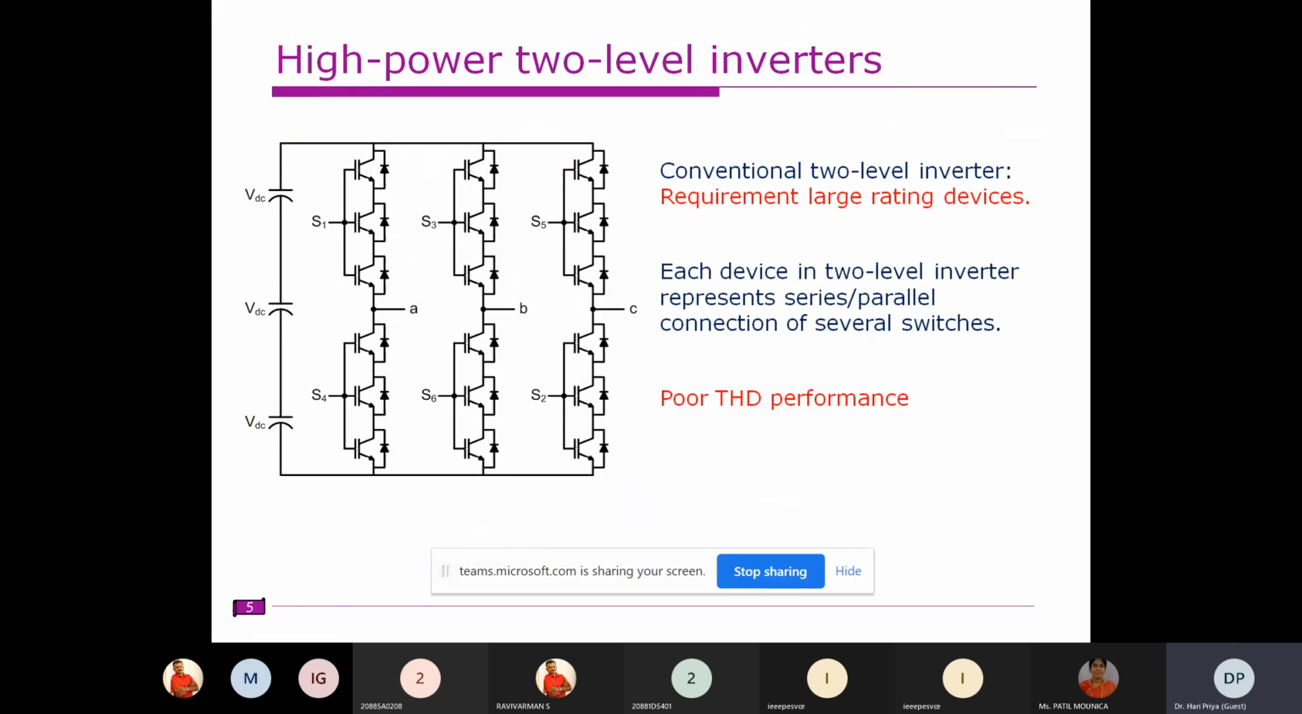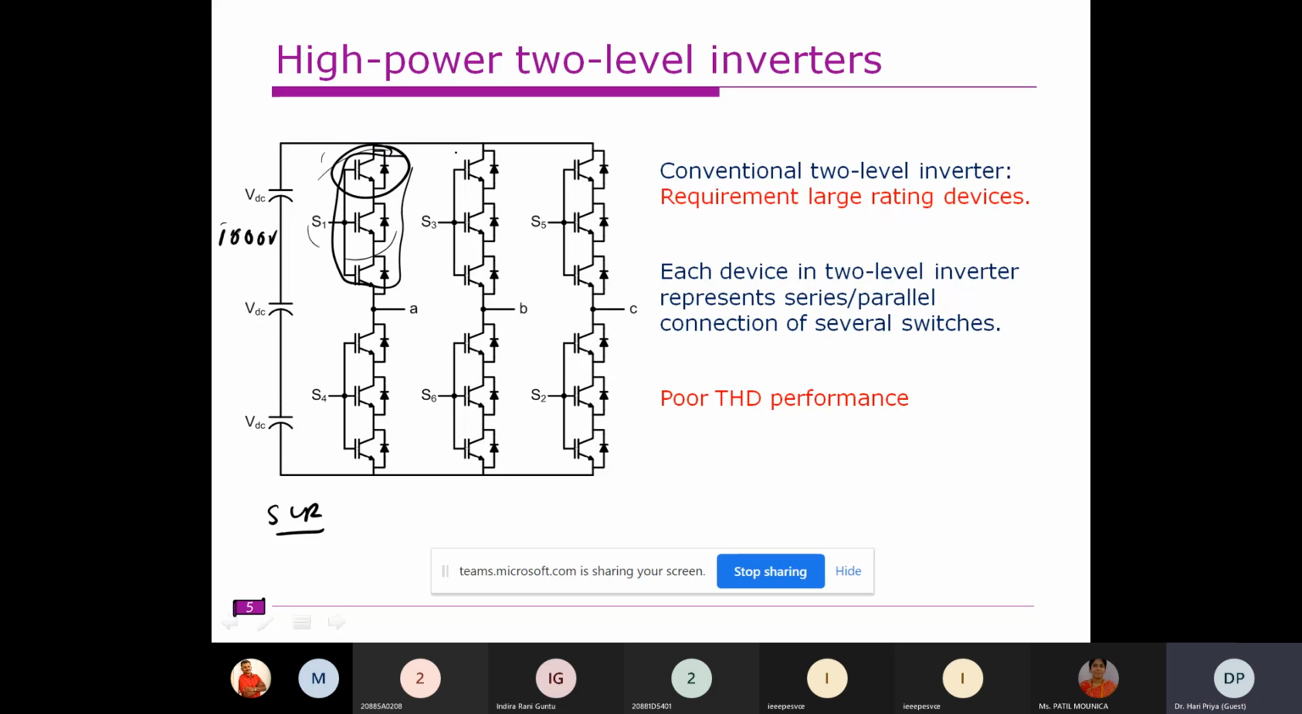So how to overcome it? Instead of keeping one device, they keep a string of devices. I think this concept is already known earlier. This is nothing but string operation of SCRs. When you have one SCR whose voltage or current rating is lesser than the required voltage, we connect a string of SCRs in series or parallel configuration to meet the output voltage and output current requirement. The same concept was used where, instead of one device, they used multiple devices, such that, for example, the total DC link voltage is 1000 volts, let me assume.